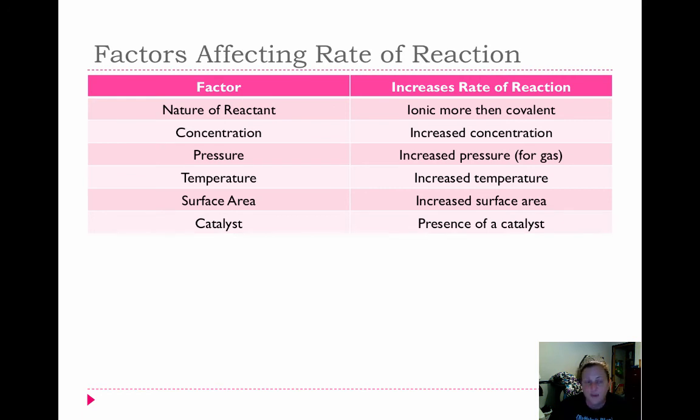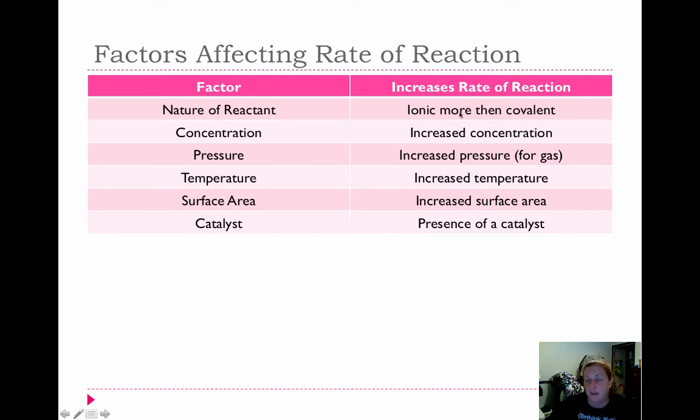So here are some things for us to write down. The factors that we have here are nature of reactant, concentration, pressure, temperature, surface area, and catalysts. And this is some information on how they affect the rate of reaction. So the nature of the reactant, whether it's ionic or covalent, okay? Ionic more than covalent. Oh, this should be an A here. That's a spelling mistake. What increases the rate of reaction?